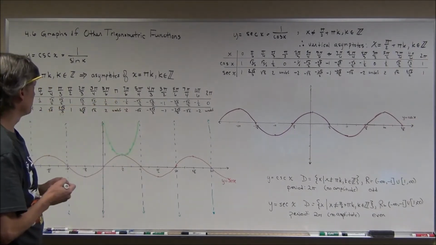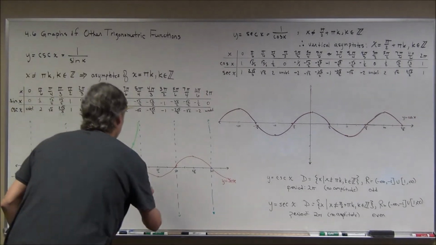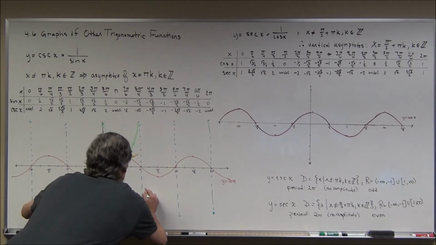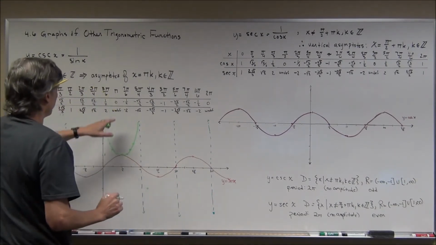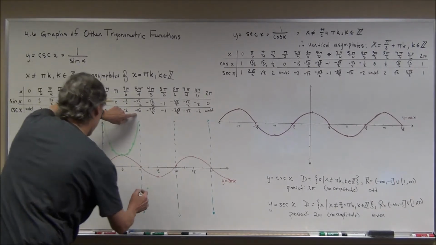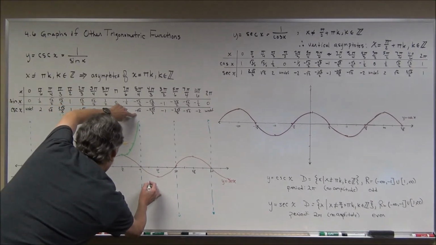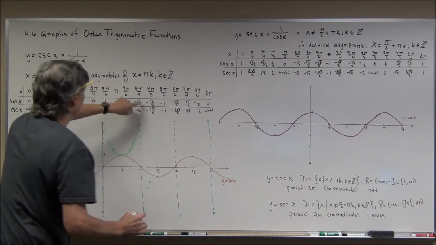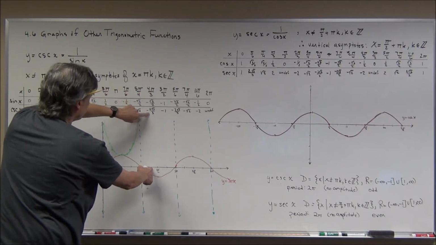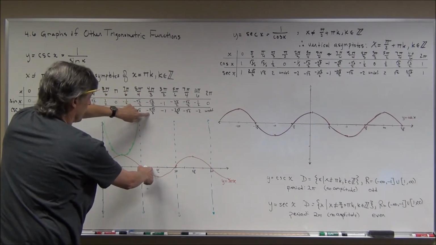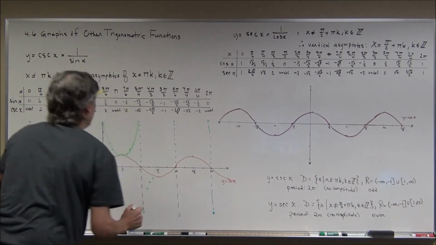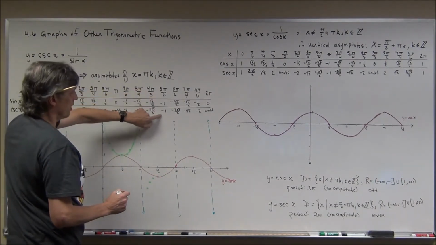At 7 pi over 6, I'm at negative 2. Now 7 pi over 6 would be about here, negative 2 would be about here. Then at 5 pi over 4, which would be right here, I'm at negative square root 2, which would be about negative 1.4. And then at 4 pi over 3, which would be about here, I'm at negative 1.1 approximately. And then as you can see here at 3 pi over 2, I'm at negative 1.